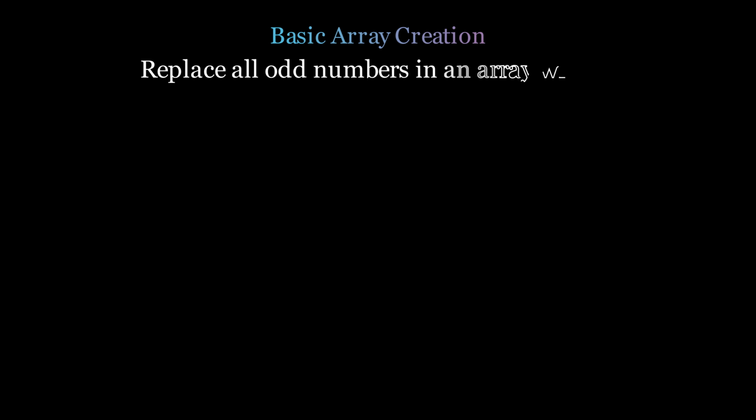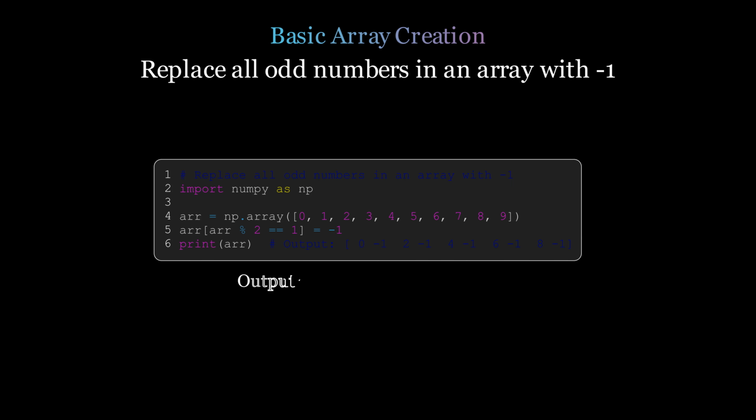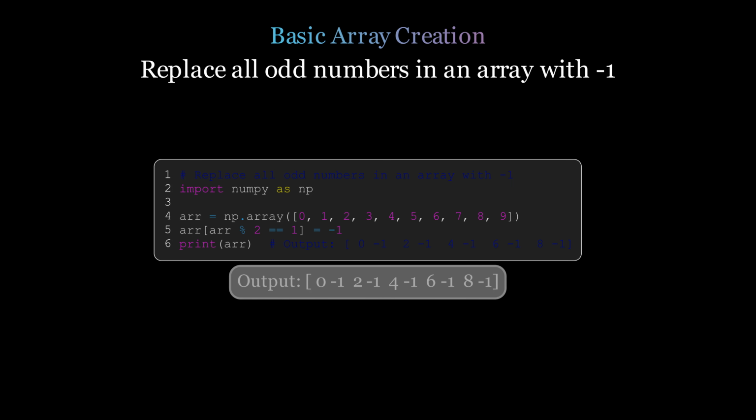Problem 4 shows how to modify array elements based on a condition. Here we replace all odd numbers with -1. We use the same Boolean mask from problem 3, but this time on the left side of an assignment. This is called Boolean assignment. The syntax is intuitive. We select all elements that are odd and assign them the value -1. The original array is modified in place.